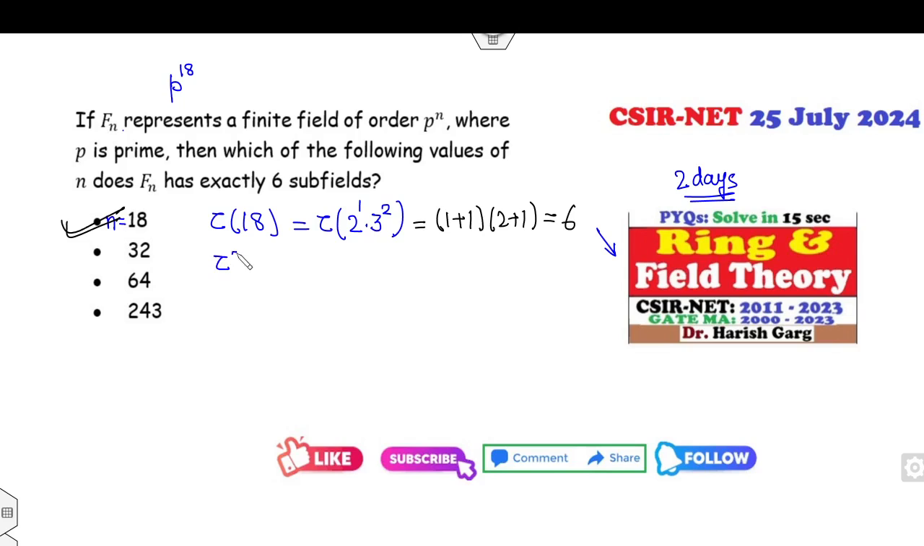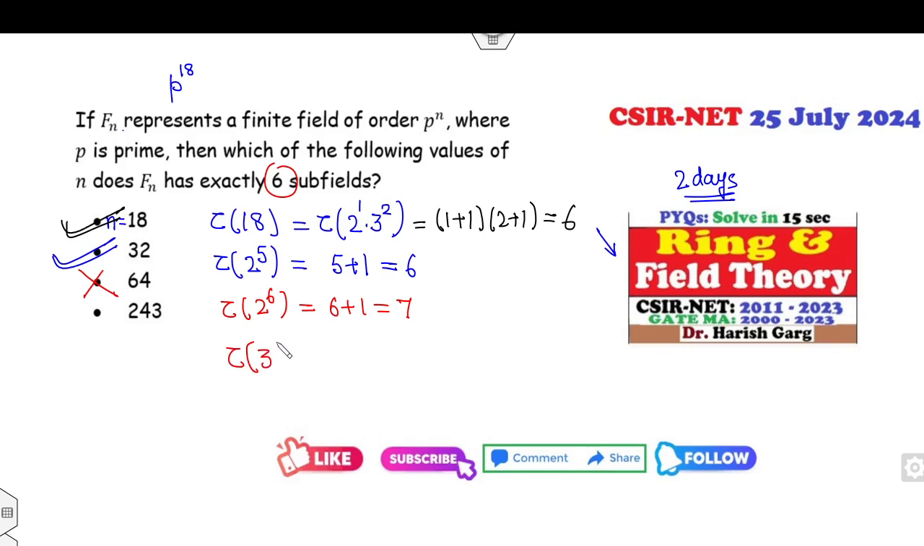Look at the second, 32. 32 I can write as 2 raised to power 5. So that will be 5 plus 1, which is 6. Yes, it's the correct option. 64 is 2 raised to power 6, which gives 6 plus 1 is 7, which is not 6. 243 is 3 raised to power 5. 3 raised to power 5 gives 5 plus 1, that is again 6. So A, B and D are my right answers of this problem.